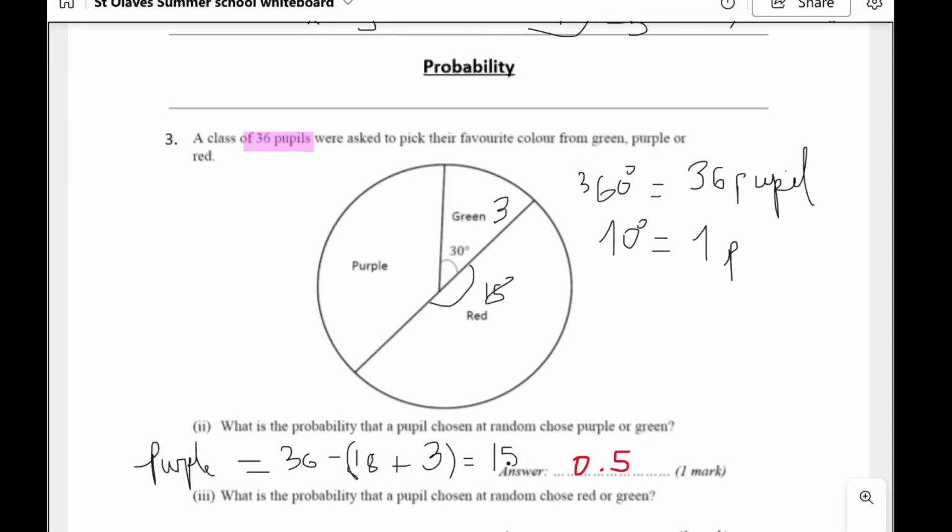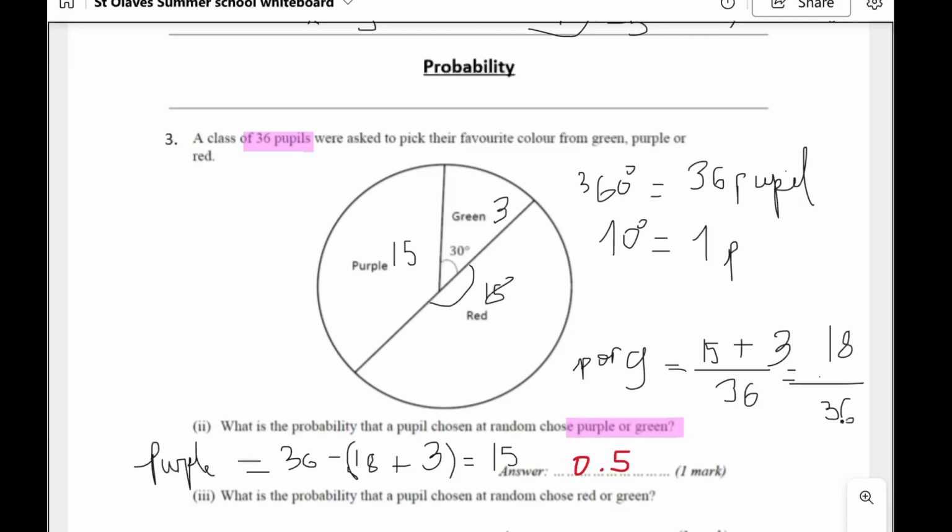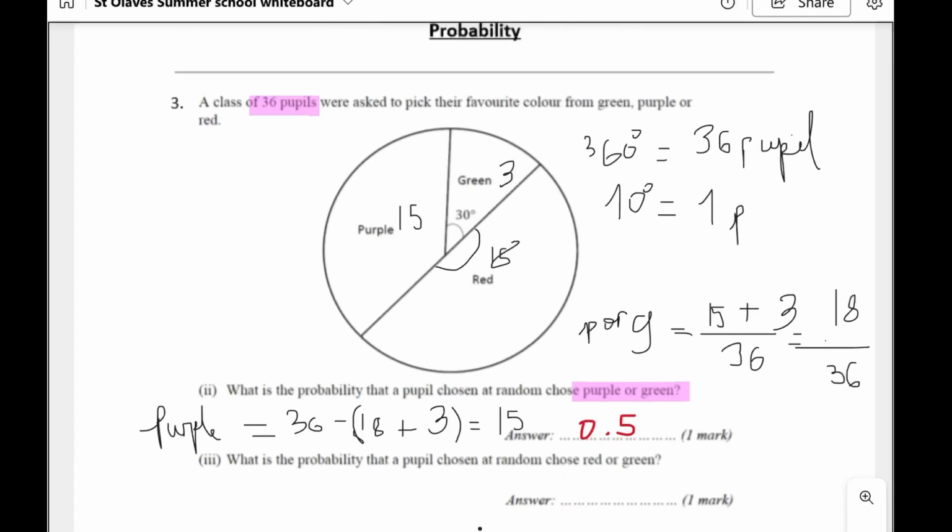But then if we're finding the probability of purple or green, remember purple or green, not just purple, not just green, that means we have to add. So let's write P or G is equal to 18 over 36.